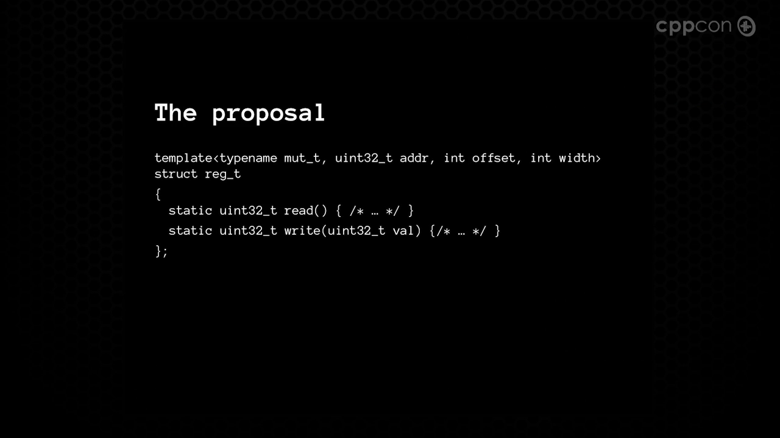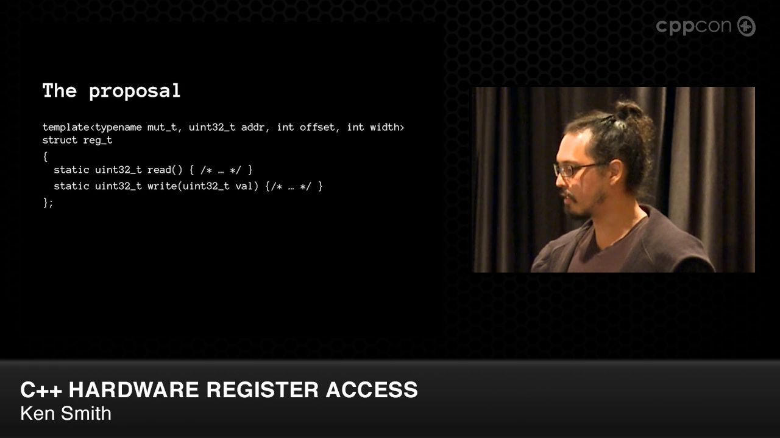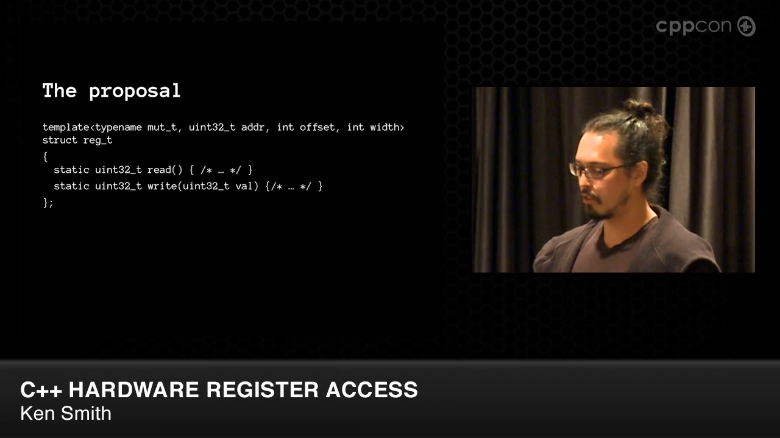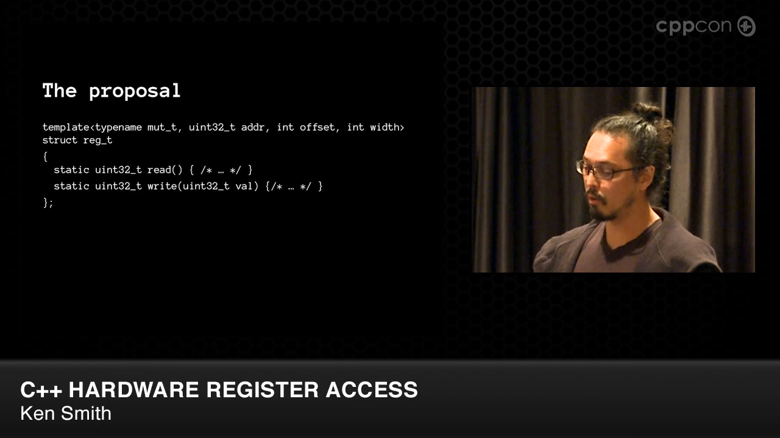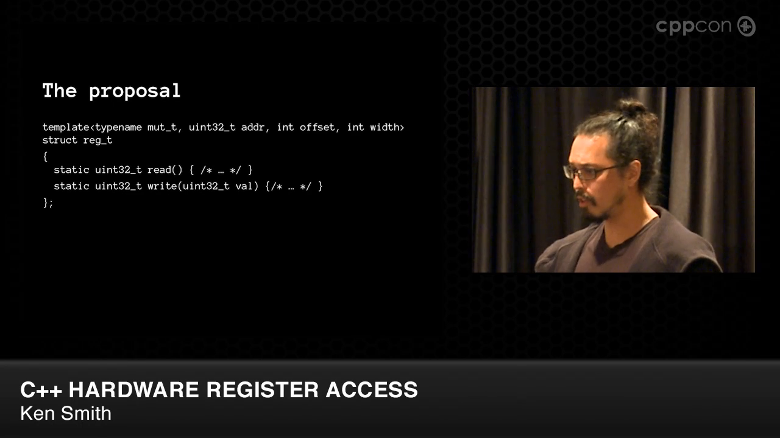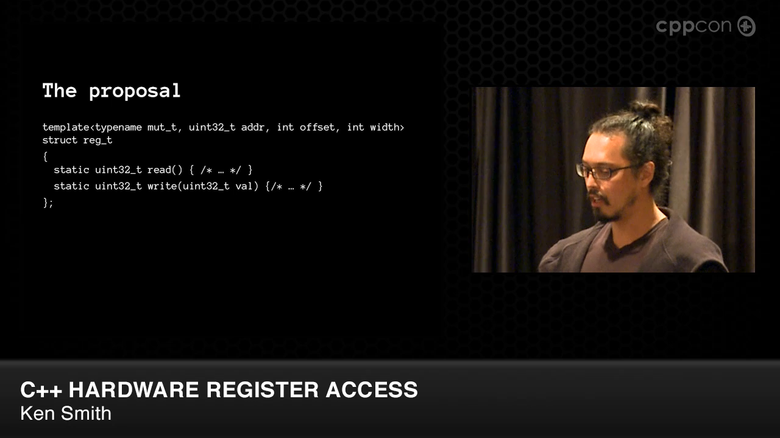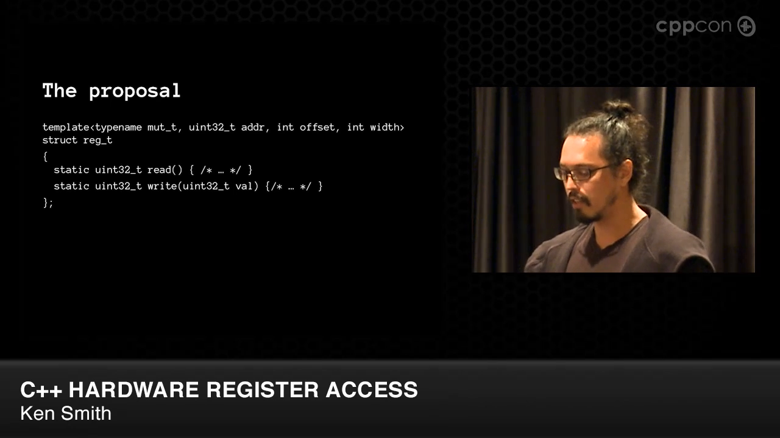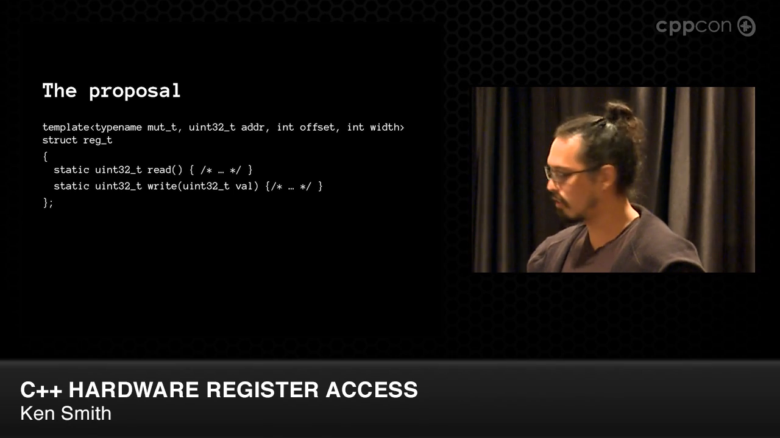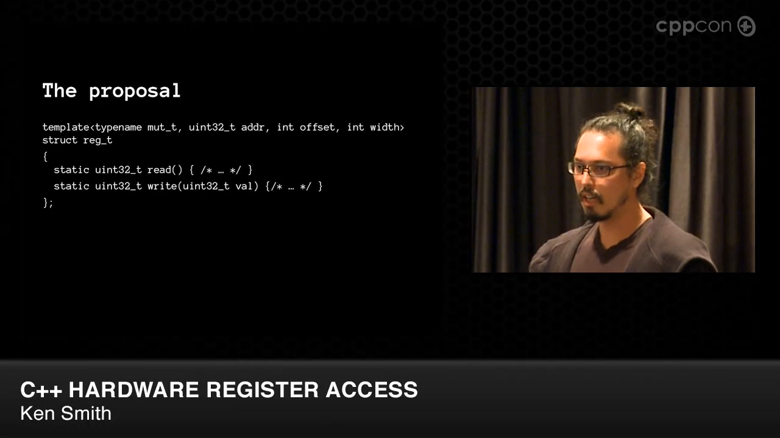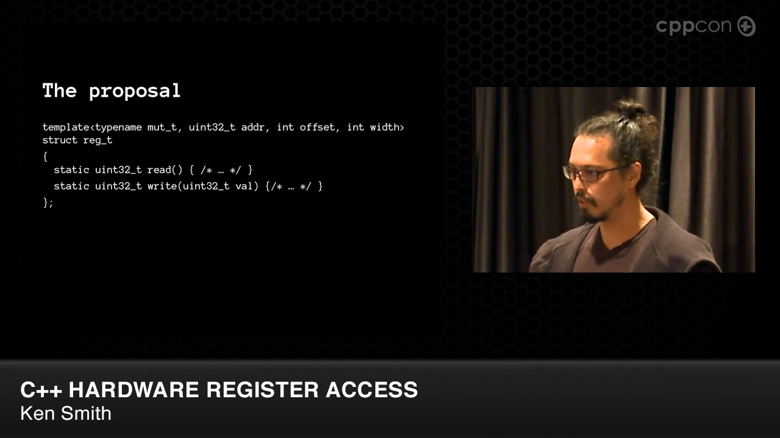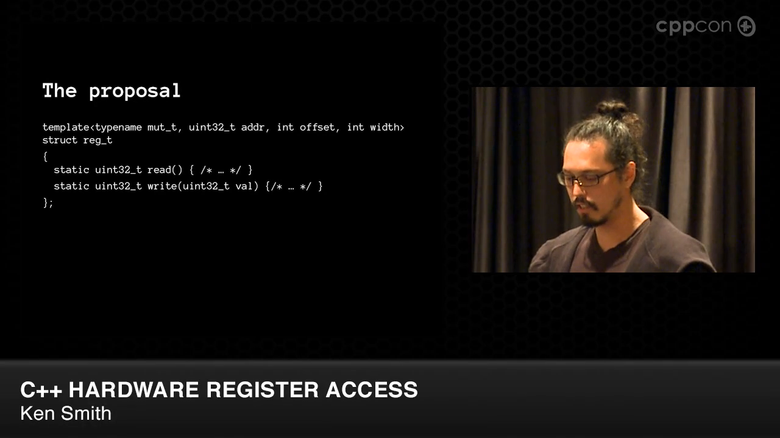So here's the sort of shell of the proposal. The thing that I want you to see here is that we have a bunch of template parameters which correspond to things that you know about your register at compile time. You know where it is. You know where within the word it is. You know how many bits it is. And then this mut-t, I call it a mutability policy. You know how it behaves. You know if it's write only, read only. You know if it needs some special handling.